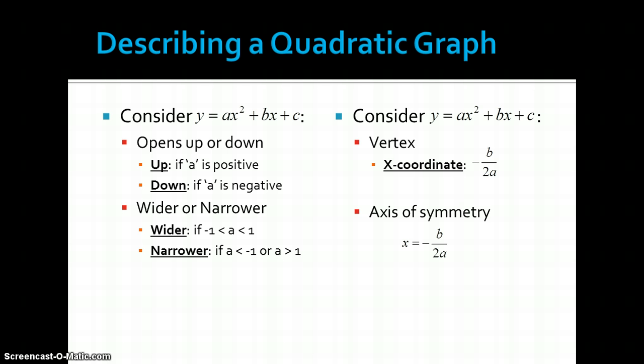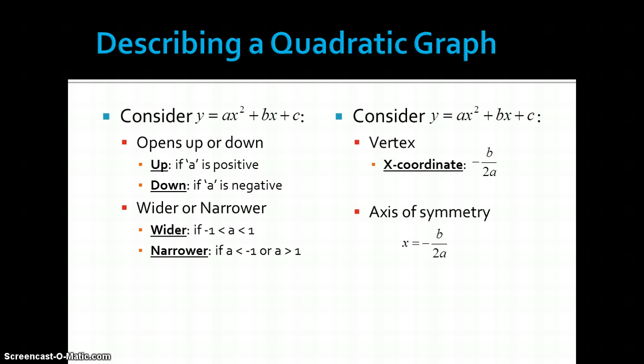We consider ax squared plus bx plus c. It will open up or down. It opens up if a is positive. It opens down if a is negative. That is something that is the same as the absolute value functions that we've seen already.